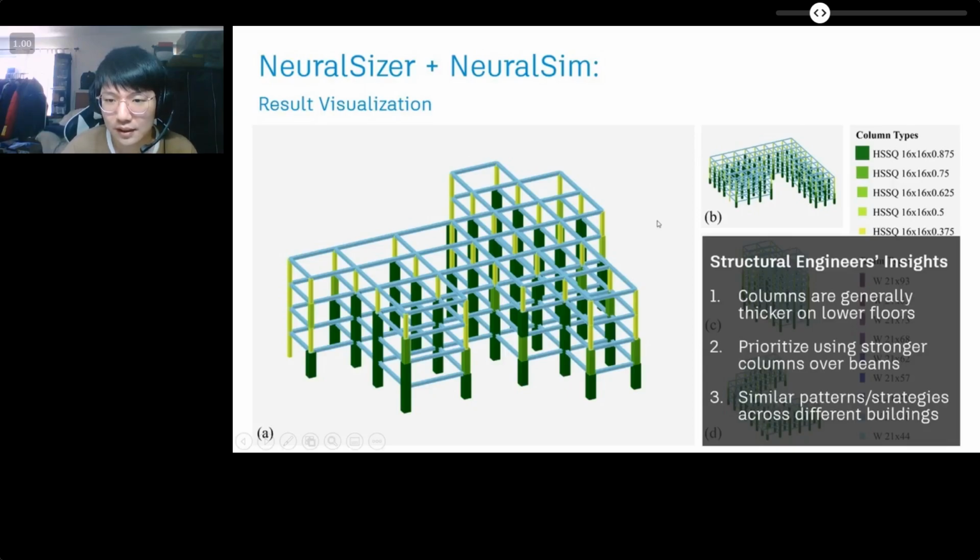So lower floor columns need to support the masses on the top. Second, NeuroSizer also learns to prioritize using stronger columns over beams. So this is mainly because of the drift ratio constraint, because a column plays a much more important role in minimizing the drift ratio. And the third is the results show similar patterns and strategies across different buildings. So structural engineers would probably do the same given the optimization problem.